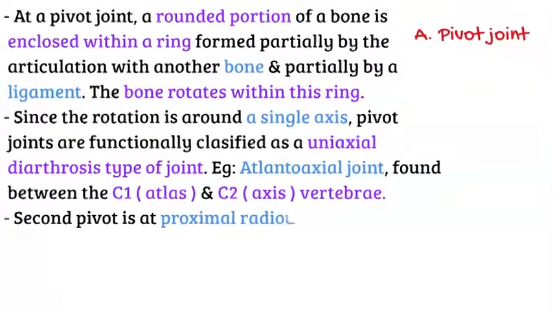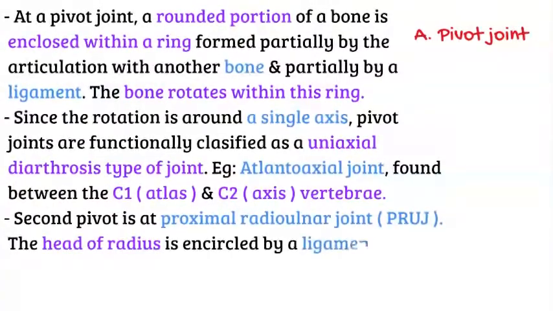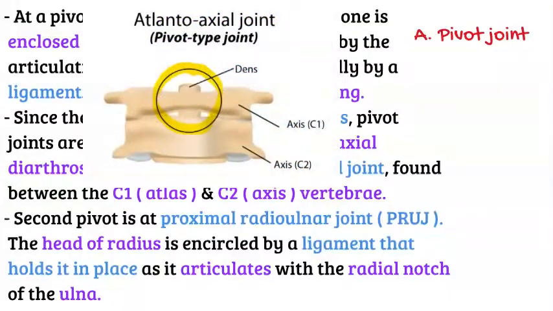Example, atlantoaxial joint found between the C1 atlas and C2 axis vertebrae. The second pivot is at the proximal radioulnar joint, PRUJ. The head of the radius is encircled by a ligament that holds it in place as it articulates with the radial notch of the ulna. This picture illustrates the atlantoaxial joint as a pivot type joint.